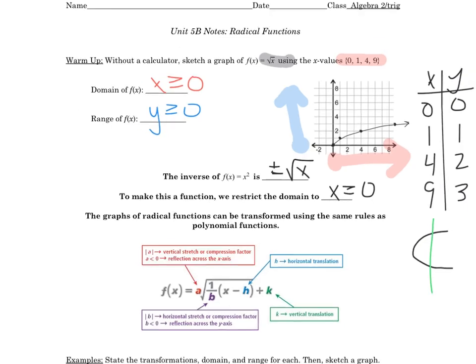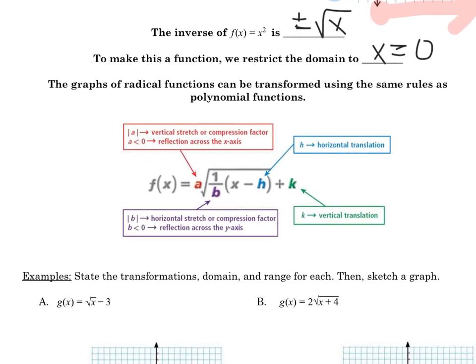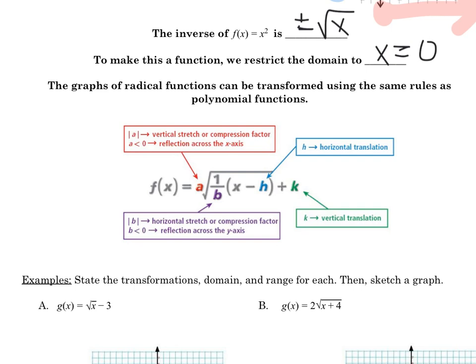The next section here should seem really familiar to us. This should remind us of our transformations unit earlier in the year. Graphs of radical functions can be transformed using the same tools we've used all year long, right? Our A values, our vertical stretch. Our B value, horizontal compression or stretch. H is inside the radical. That's going to move us left and right. K is outside the radical. That'll move us up and down. All our same rules apply, right? Inside moves us left and right. Outside moves us up and down.